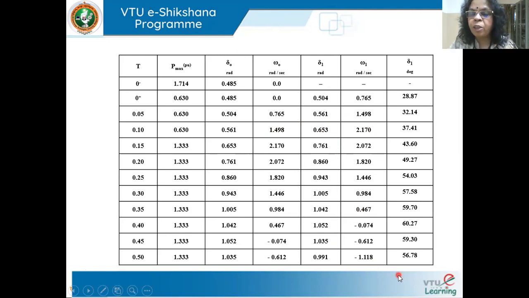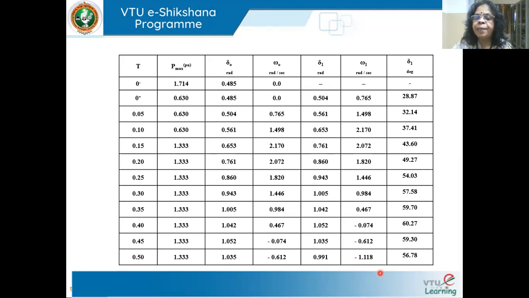So what you have to pay attention to: equations are the same. You only have to pay attention that you substitute the correct value of Pmax. So when you are simulating during the fault in the equation, Pmax will be 0.63. And post fault, after the fault is cleared, it will be 1.33. So you have to be careful about this. And you proceed. Clear?